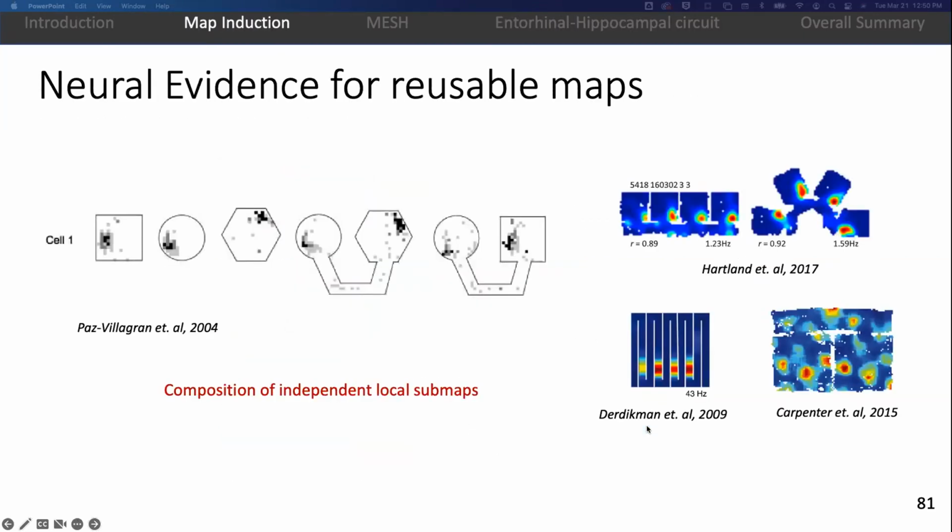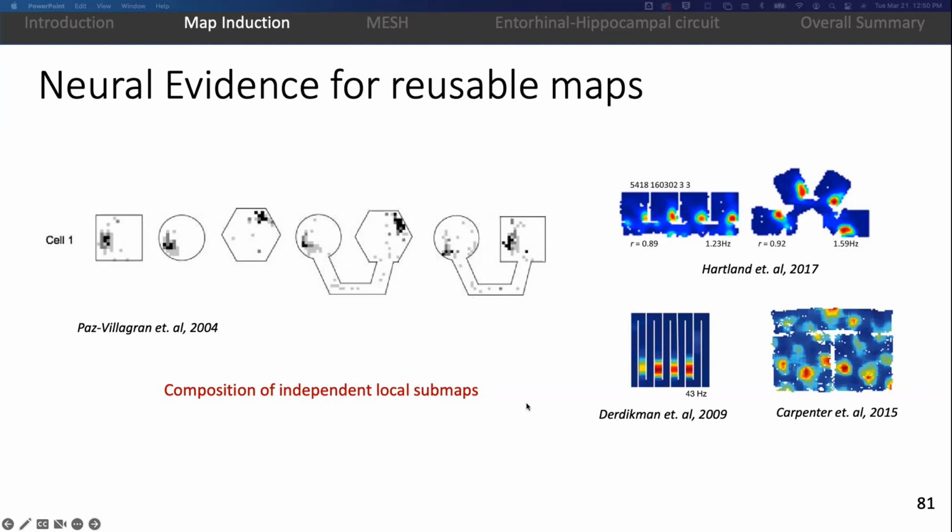There's also neural evidence for reusable maps other than these two experiments. So for instance, there's this experiment where these are place maps in these local environments. And if you compose them by connecting them through the corridor, they found that these local maps are still preserved even in the composite environment, right? So that's also additional evidence in favor of compositional maps.